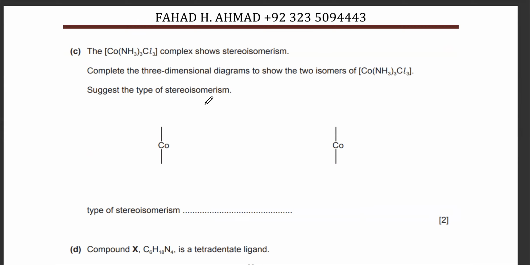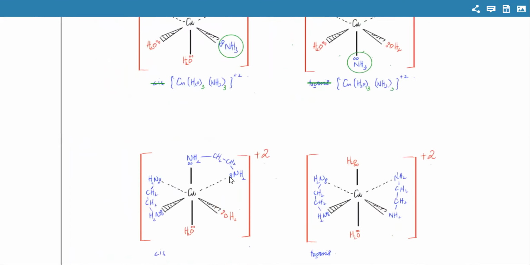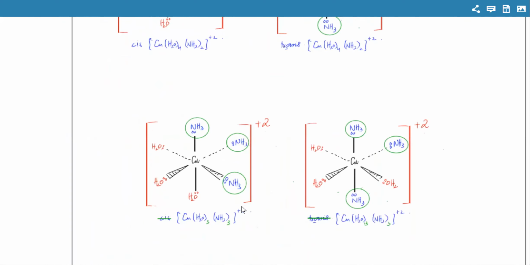So you can show the 3 Cls and 3 NH3s. Just show the 2 isomers. So either the 3 Cls could be, I mean, this is the example, where you have groups of 3. So either the 3 of them would be 90 degrees to each other, or 2 of them at least would be 180 degrees apart. Is that clear? Yes.